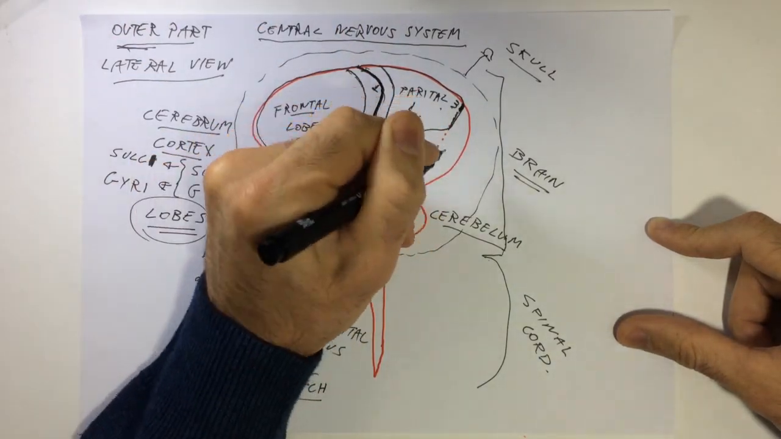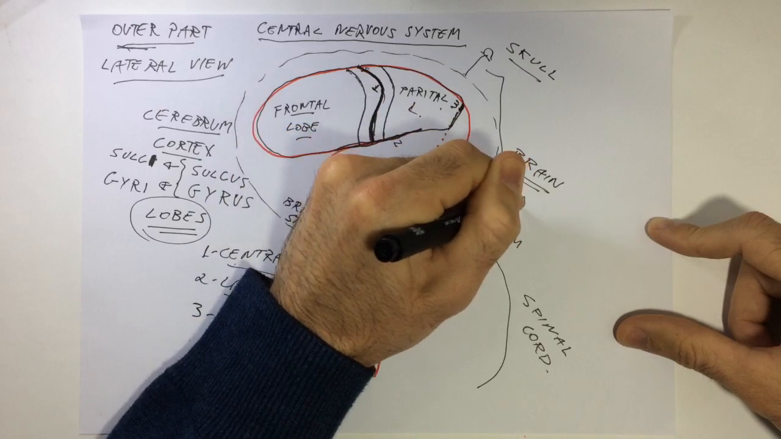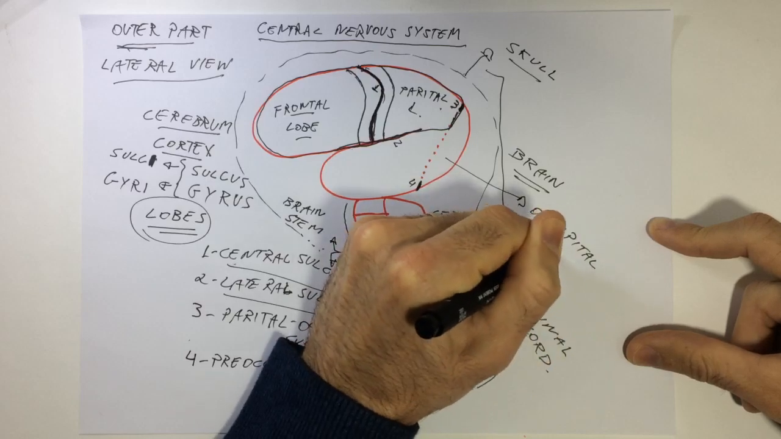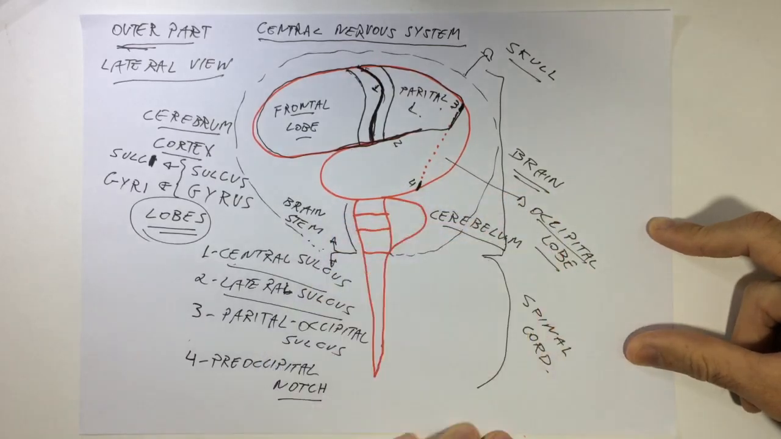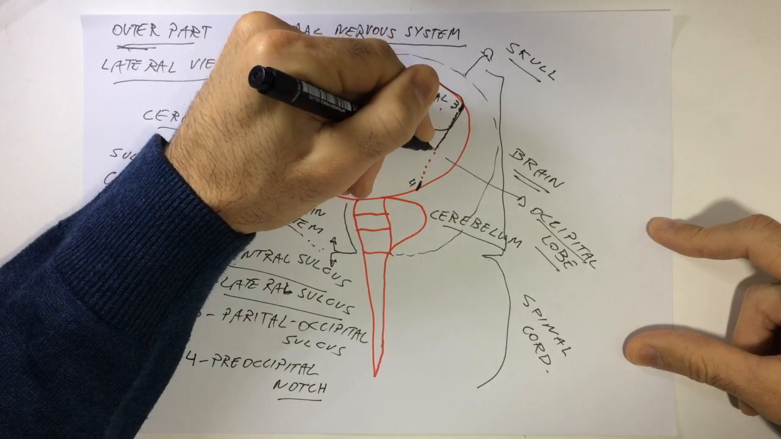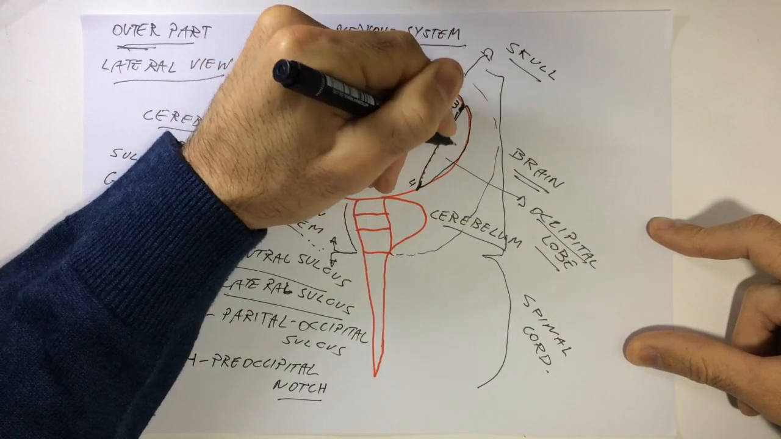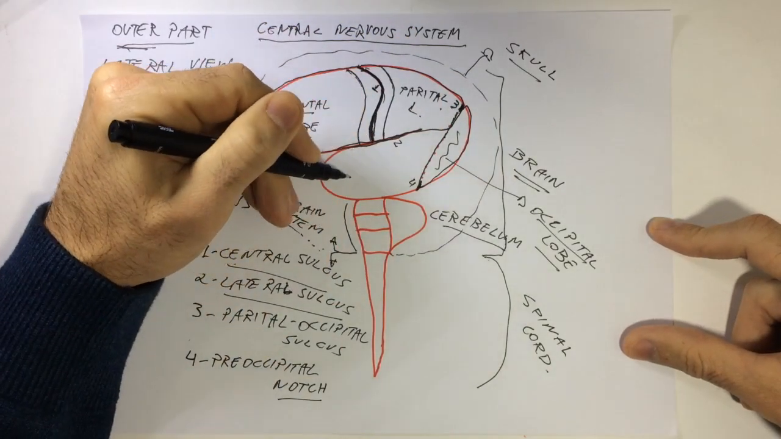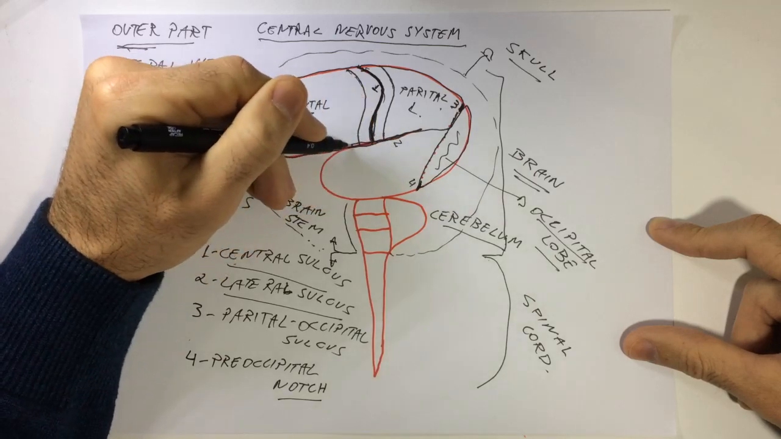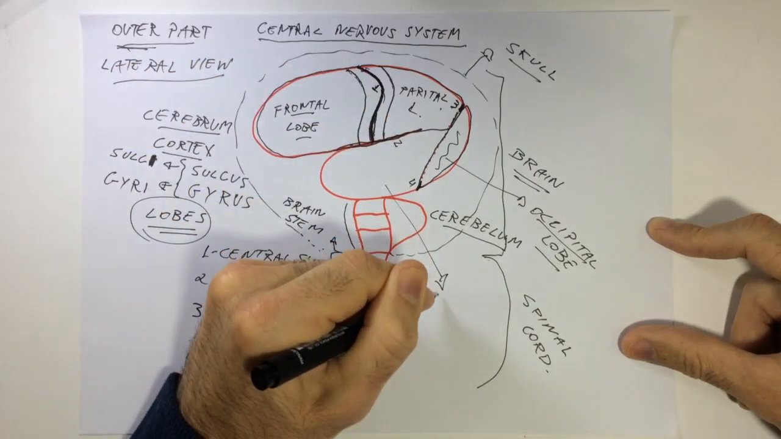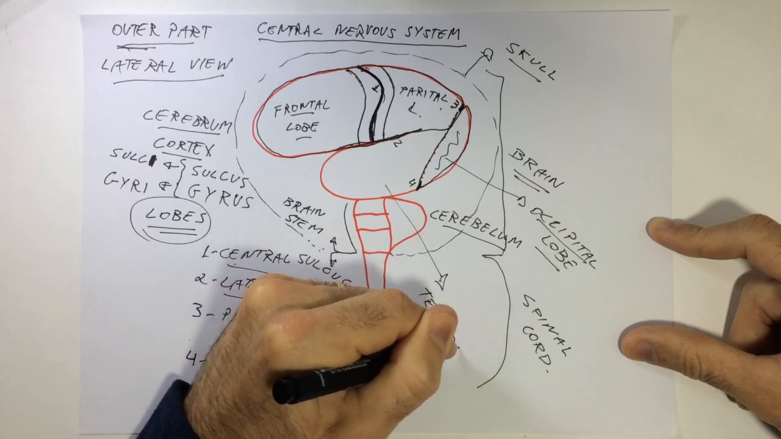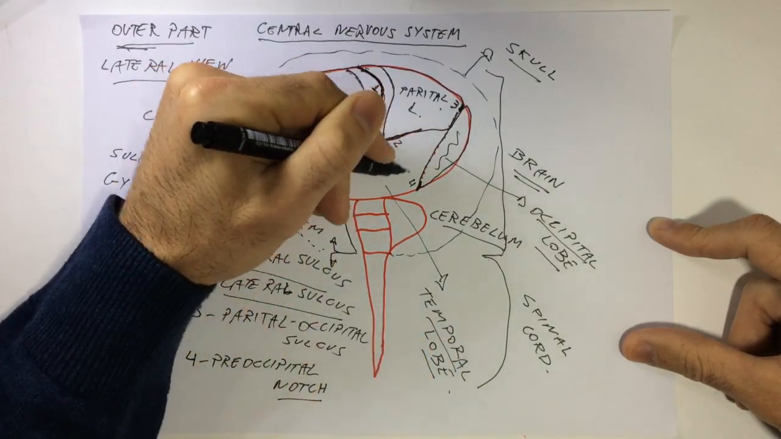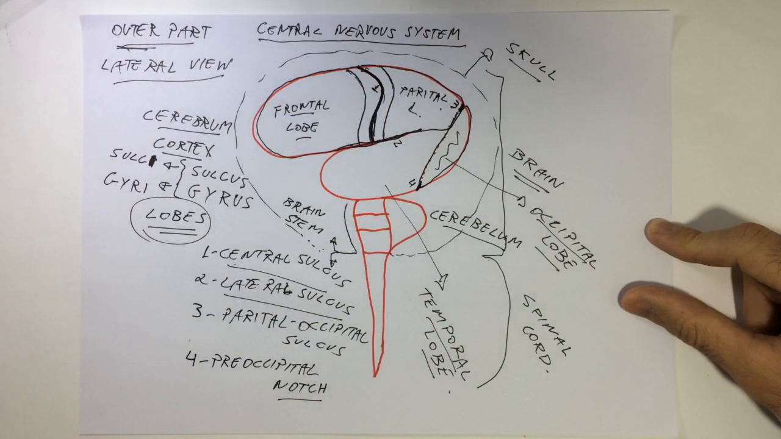And here in the back we have the occipital lobe. Same idea. So that would be the occipital lobe. And in the lateral part of the brain, this structure here is called the temporal lobe. Okay, so that would be the cortex.